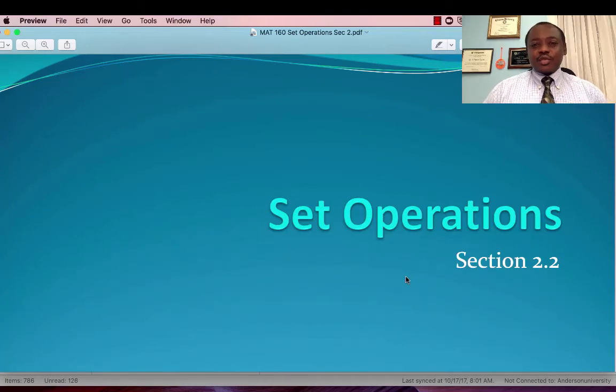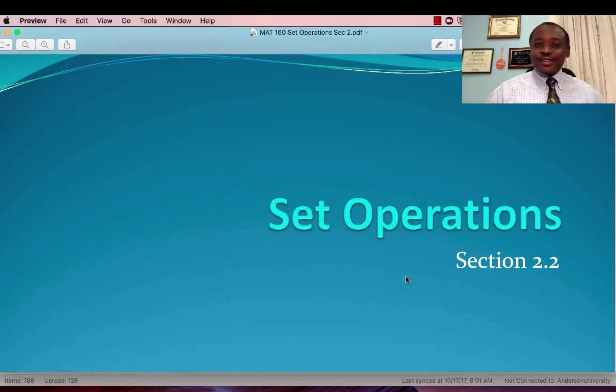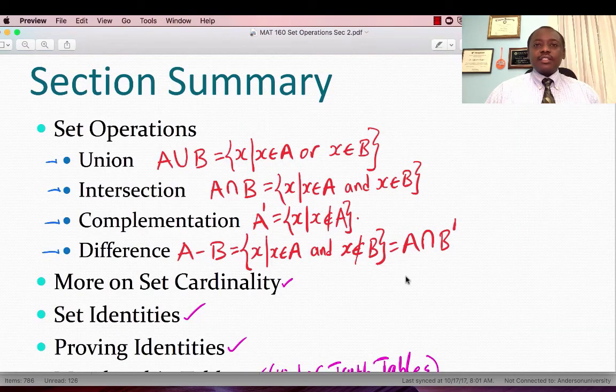Welcome to section 2.2, set operations. Again, we are using the text Discrete Mathematics and Its Applications by Kenneth H. Rosen, and this is Dr. Gilbert Eyabi. Section 2.2 Learning Objectives.